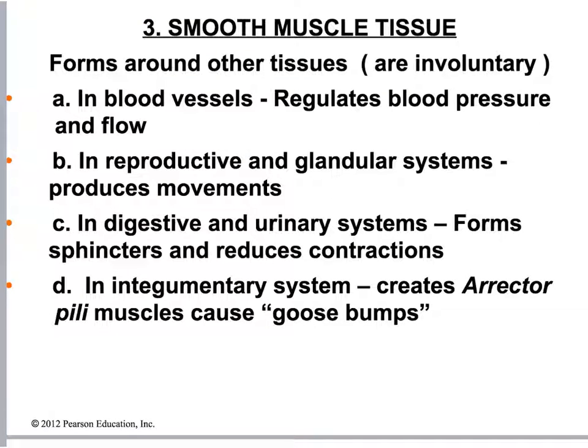Now let's cover the third and final type of muscle in the human body, smooth muscle. It forms around other tissues. They're involuntary. In the blood vessels, they regulate the blood pressure and blood flow.